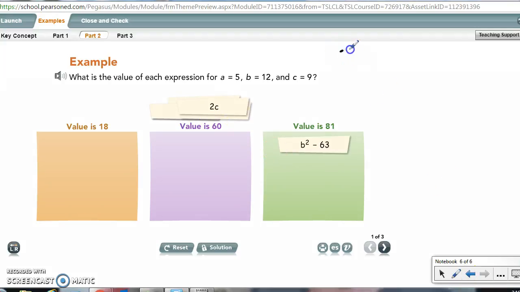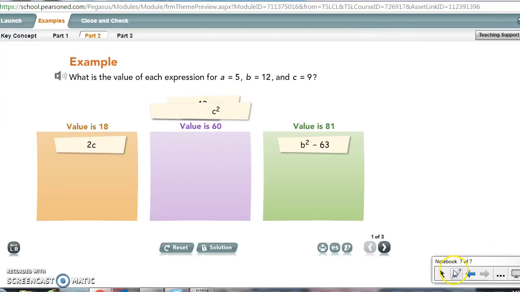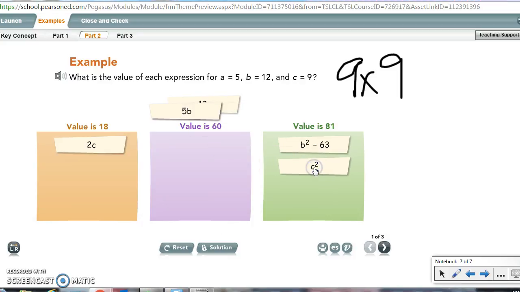2C. Now remember what I said last week. If I have 2 and I have to plug in C, which is 9, it's not 29. I need to leave my parentheses around that. What is 2 multiplied by 9? Where should it go? What box? Okay, it should go in 18. What about C squared? Well, what was C again? C was 9. 9 squared becomes 9 times 9. Well, what is 9 times 9? Use your finger trick. 9 times 9 should be 81.